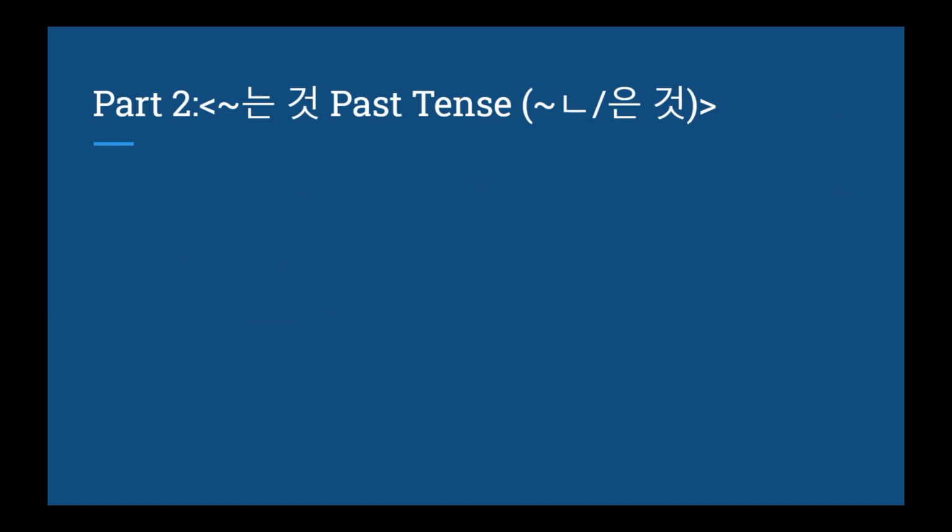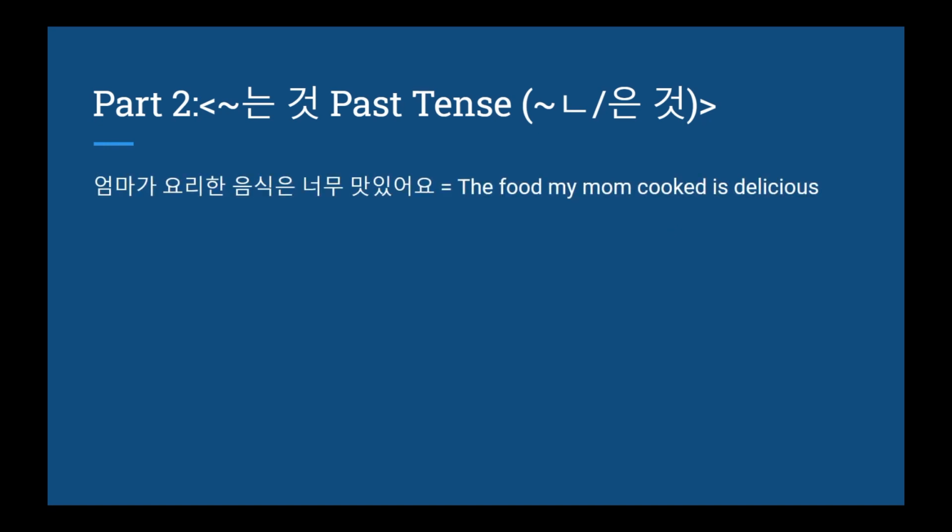Part 2, the past tense. Now let's look at the same concept, just in the past. So instead of adding 는 to the stem of the verb, you add 니은 or 은, depending on if it has a 받침 or not. You should be very comfortable with this by now. So let's look at an example. 엄마가 요리한 음식은 너무 맛있어요. The food my mom cooked is delicious.